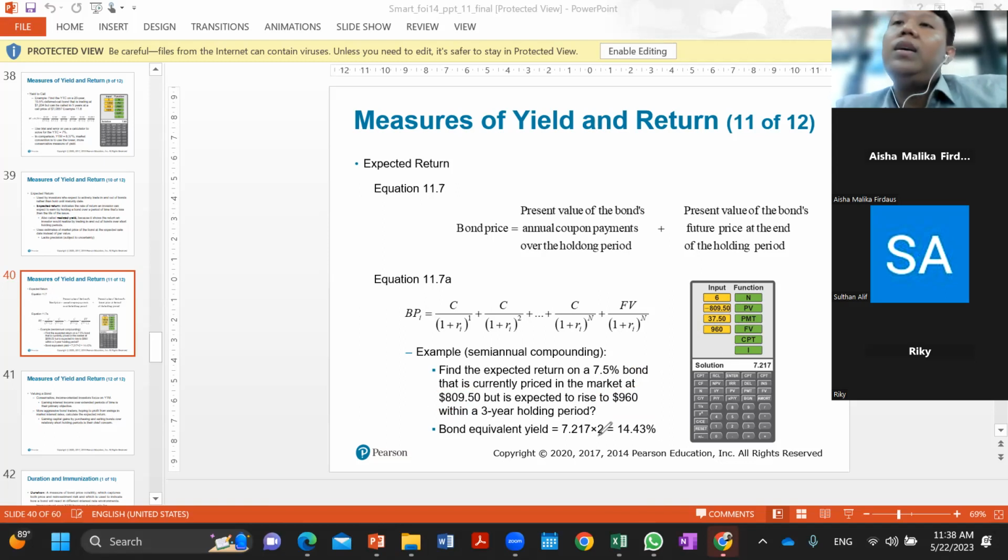If you see that the yield to maturity is lower than the equivalent yield, you might sell this bond after 3 years. Because what's the point of holding until maturity when it gets you only a lower yield than holding 3 years?